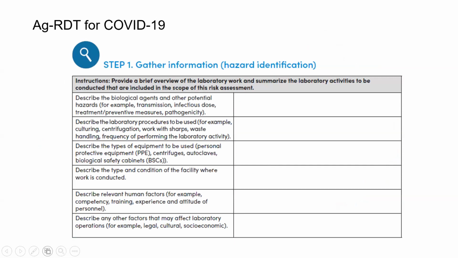So we're back at step one with the AgRDT, gathering information. Now, we're all familiar with this test, that it can be done in a doctor's office, so keep that in mind. And so we're going to describe the biological agent, and that's SARS-CoV-2. We know what it is. We know it has high transmission, that it's vaccine preventable, but there's a lot we don't know about it yet. So for brevity's sake, and also because there are many things that are unknown, we're just going to include that information here.